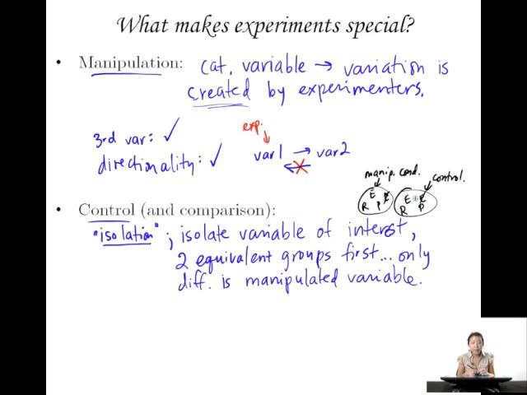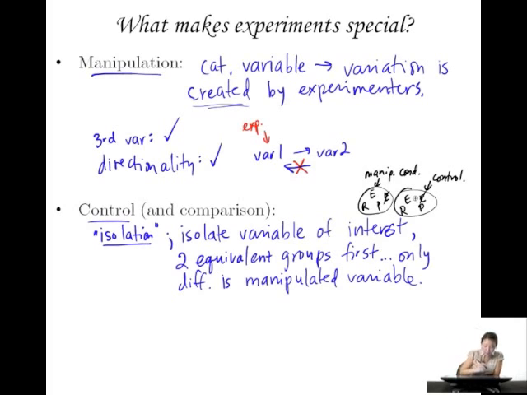Remember, you have to separate in your mind the word control. We don't mean this when we mean control. That's manipulation. When we mean control, think of this picture. Separating out, right? Isolating the variable of interest, making two equivalent groups, having only one thing be different, right? Okay, because when you have two equivalent groups and only one thing is different, that one stands out, right? That's how we isolate the variable.